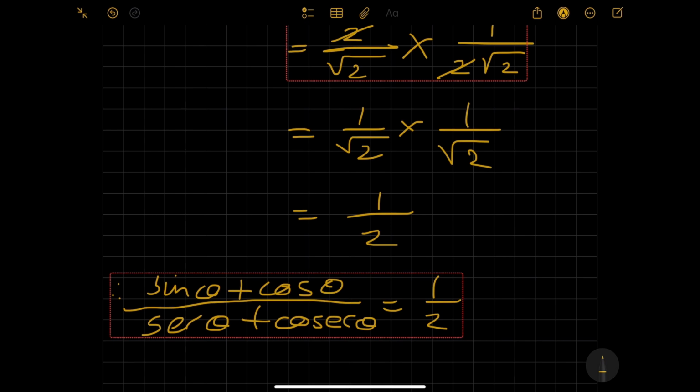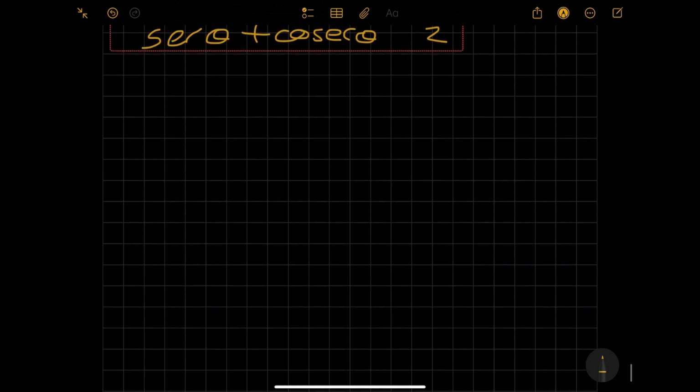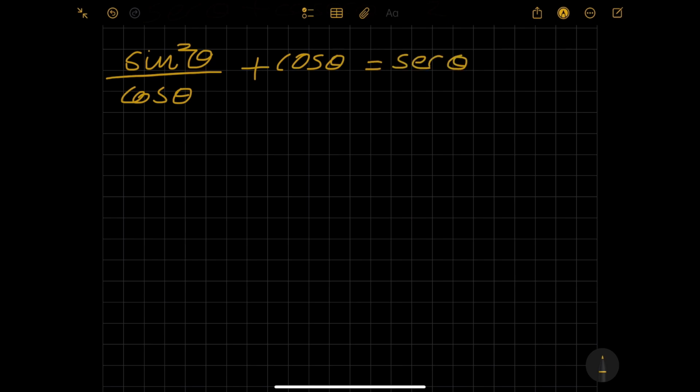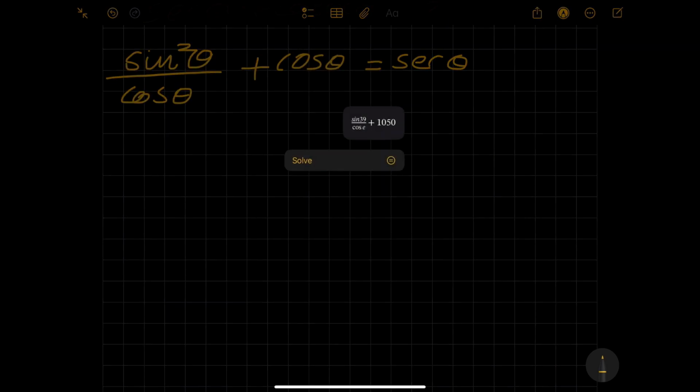You can write this down in your notebook. Yeah. Now we have another question, which is: sin square theta divided by cos theta plus cos theta gives you sec theta. Now this is again an easier one.